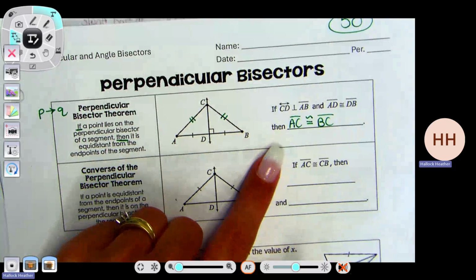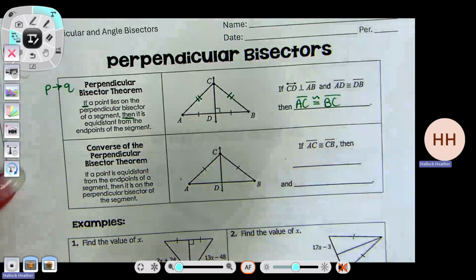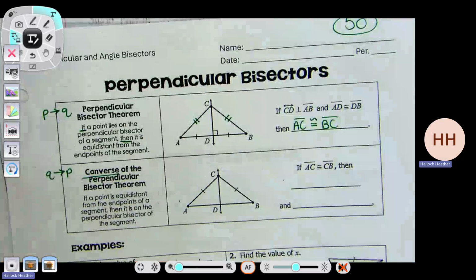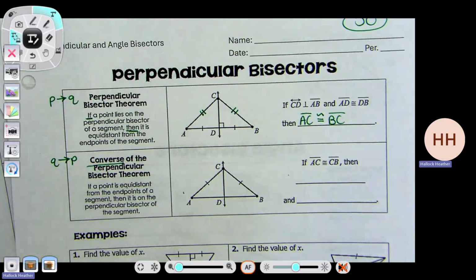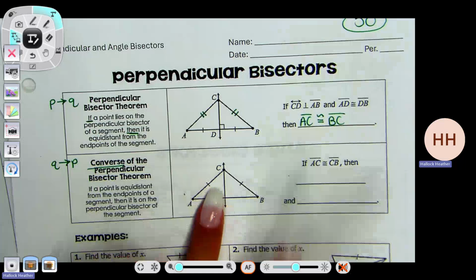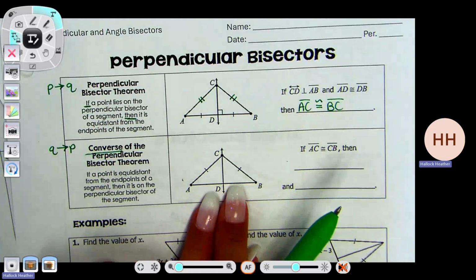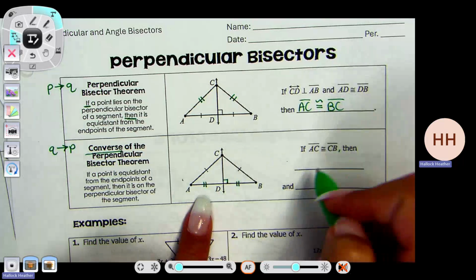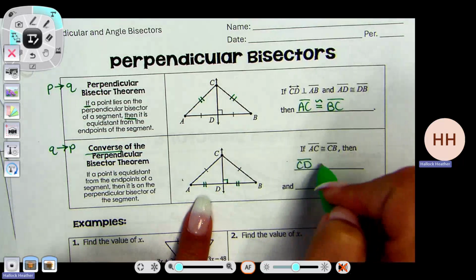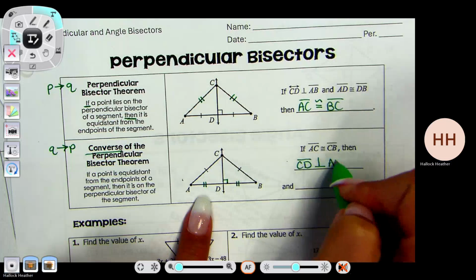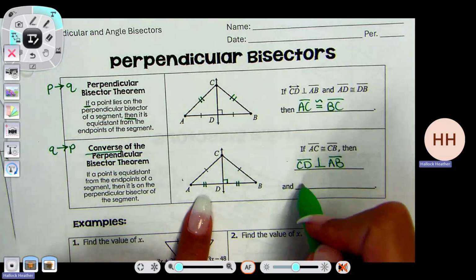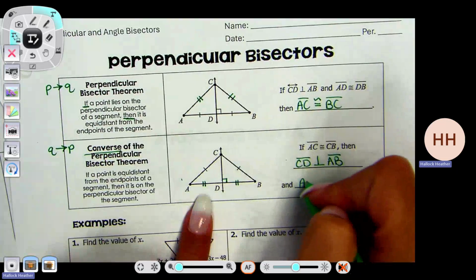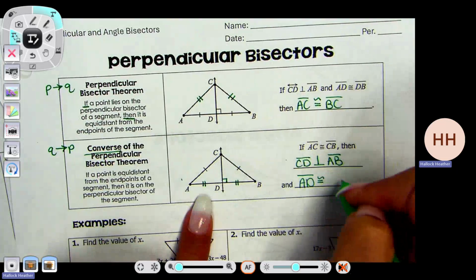The converse, because this is on your midterm, is that same statement just backwards, Q to P. It's kind of like using common sense. If I can use this theorem one way, I can use it the opposite way. If I know the sides are congruent, I know two things. I know this is a 90-degree angle, and I also know the bases are congruent. So I can say CD is perpendicular to AB, and it's also still splitting that base. AD is congruent to BD.